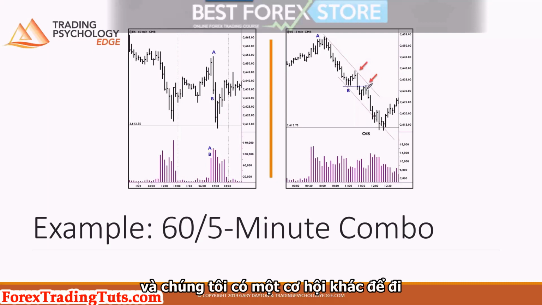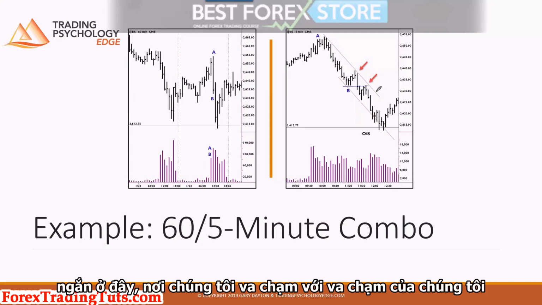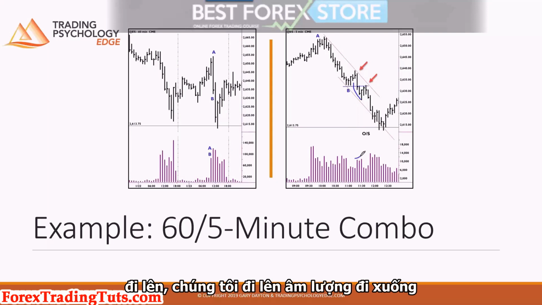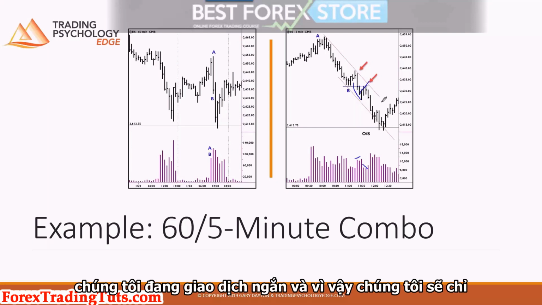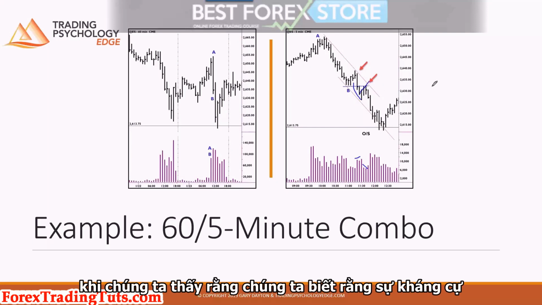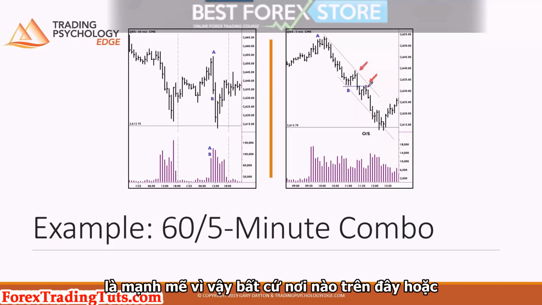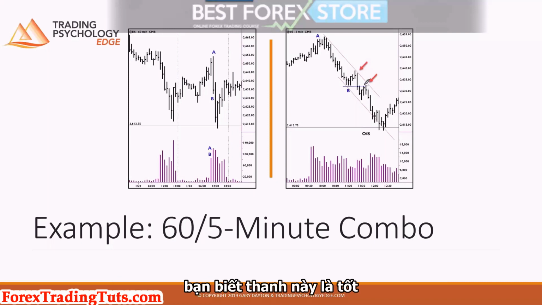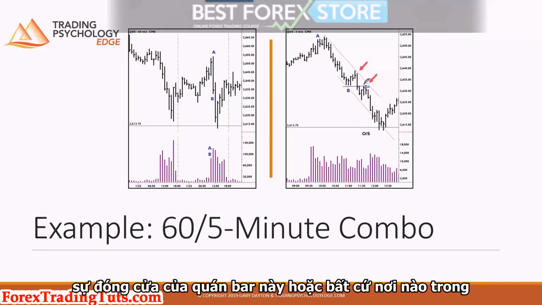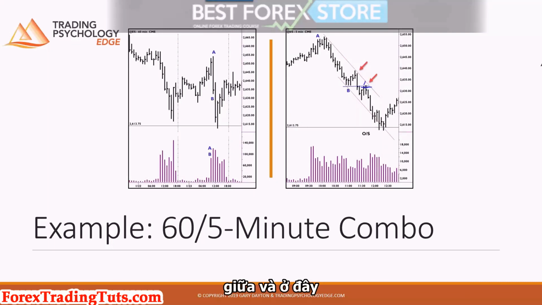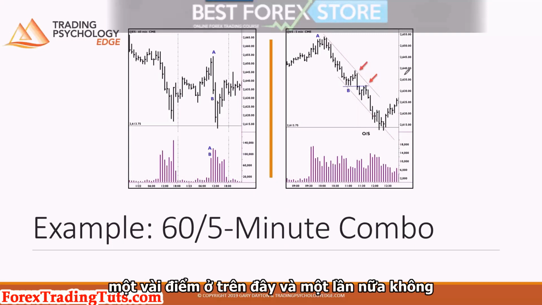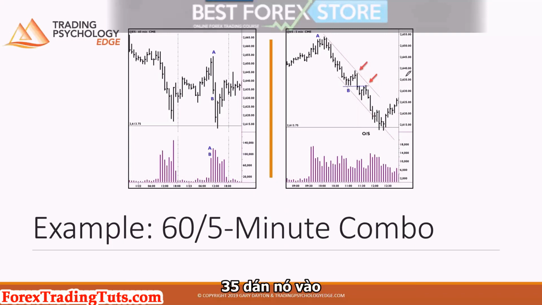And we get another opportunity to go short here, where we bump our head up. Again, we come down, the volume comes up. We go up, the volume goes down. That's what we're always looking for if we're trading short. When we see that, we know that resistance is strong. So anywhere up in here, either this bar, the close of this bar, or anywhere in between is fine. And again, your stop is going to be a few points above here, and not on a round number. So don't stick it at 35, stick it at, I don't know, 35 1/4, 35 3/4, something like that.